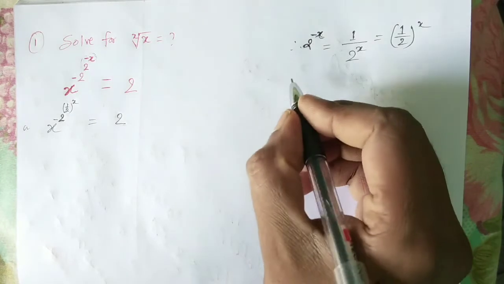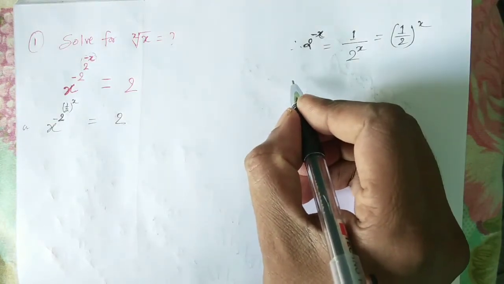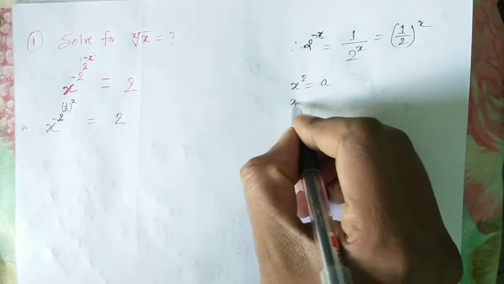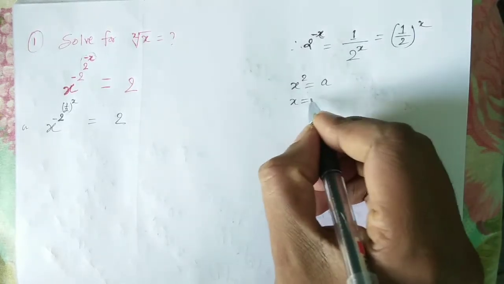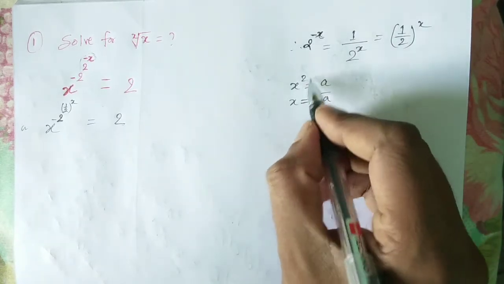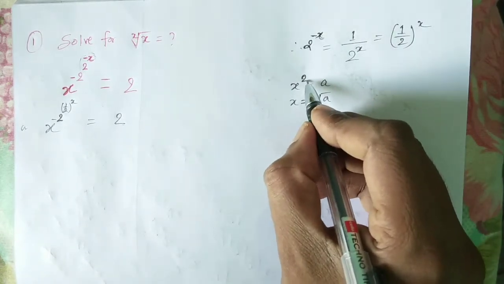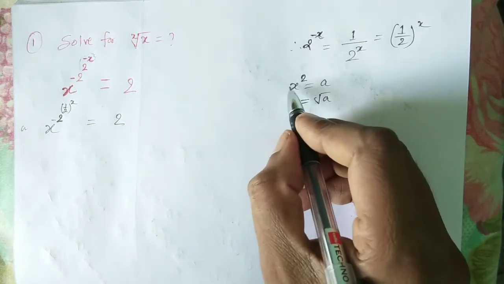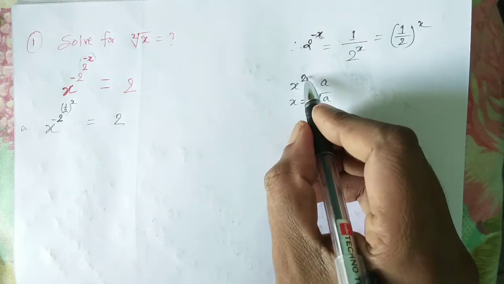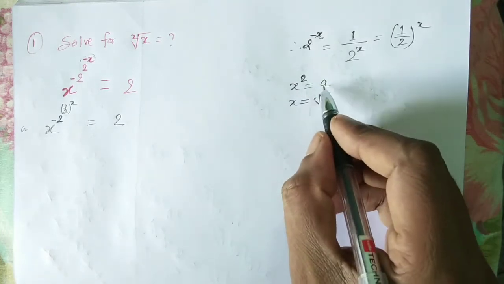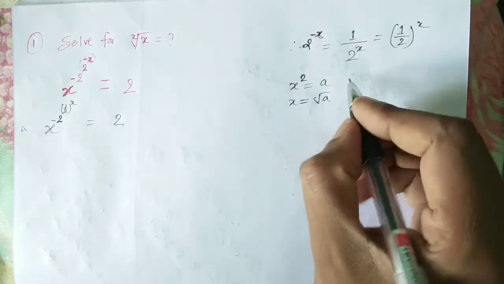Now we have the next rule in the laws of indices. If x squared is equal to something a, then x would be the square root of a. To remove this square, we have to take a square root on both sides. So while taking the square root on both sides, the square root will be cancelled by this 2, and we do have here a square root.